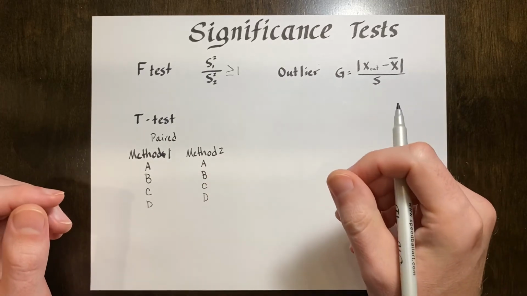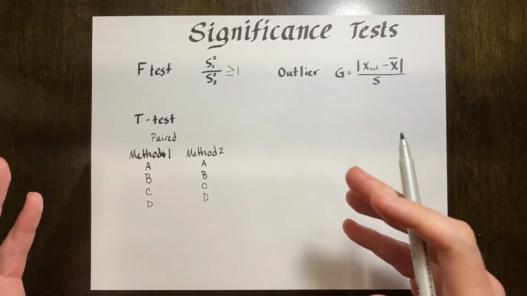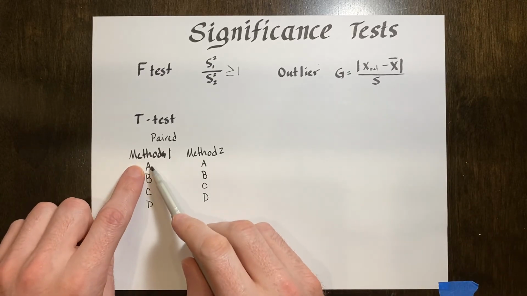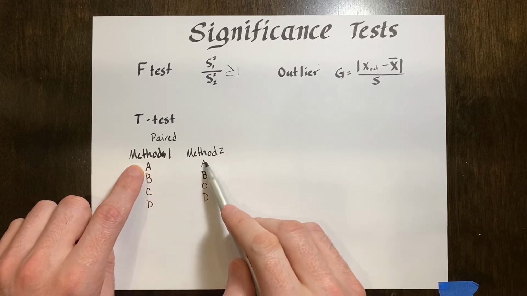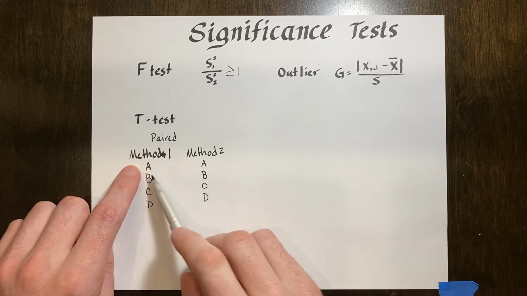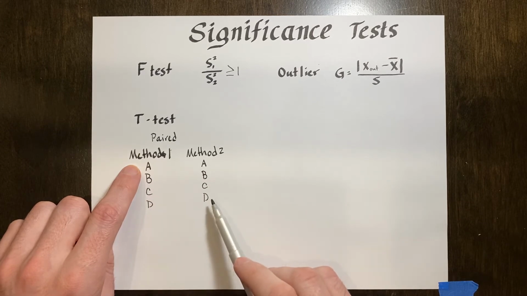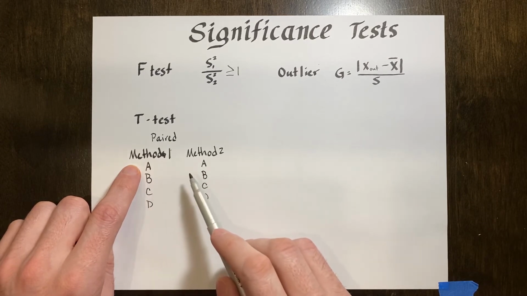until we have however many data points we want. Now, again, the important thing is that I've taken the same sample and measured it two different ways, creating pairs of data, right?